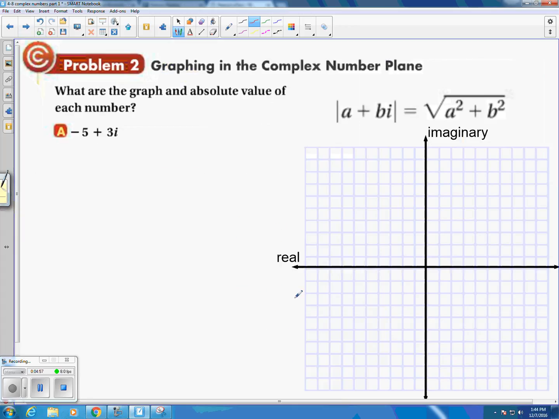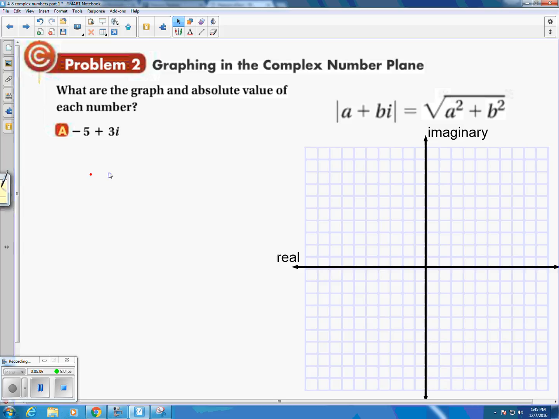So let's try and graph this complex number. We know that our real part goes on the x-axis, so our real part is -5, so I'm going 1, 2, 3, 4, 5 on my real axis, and then my imaginary part goes on my y-axis, so I'm going up 3. So here would be the graph of my complex number.